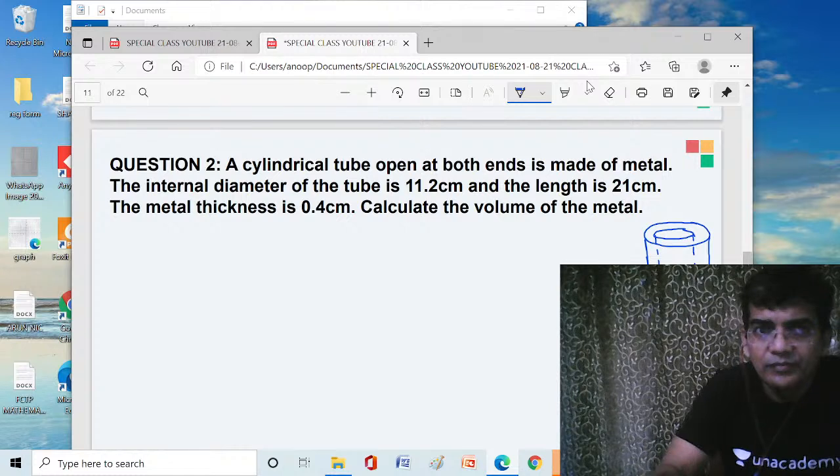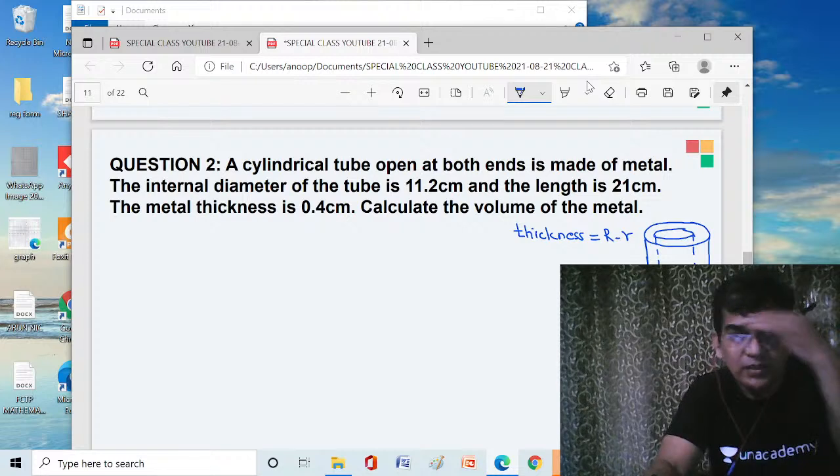And the thickness of the metal. So we have the thickness of the metal. So let's mark the thickness of the metal. How can we mark it? Now, the formula for thickness, what I told you in the starting: the thickness of the material means capital R minus small r. This is the formula.